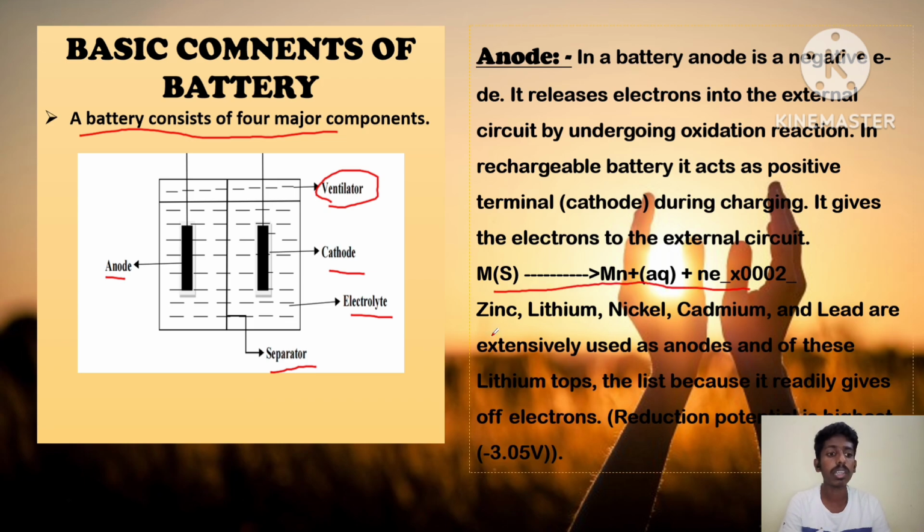Zinc, lithium, nickel, cadmium, and lead are extensively used as anode. And of these, lithium is used the most because it readily gives off electrons. Its reduction potential is the highest, 3.05 volts.